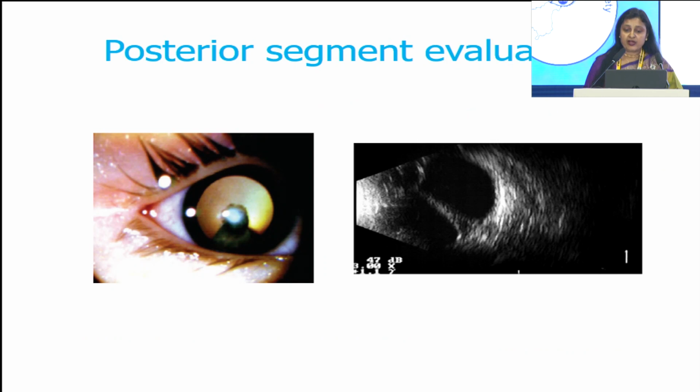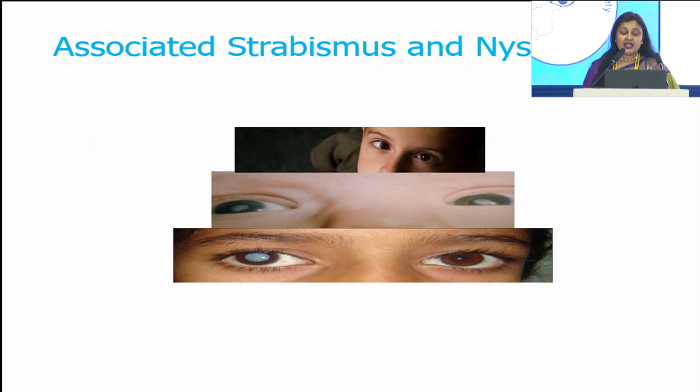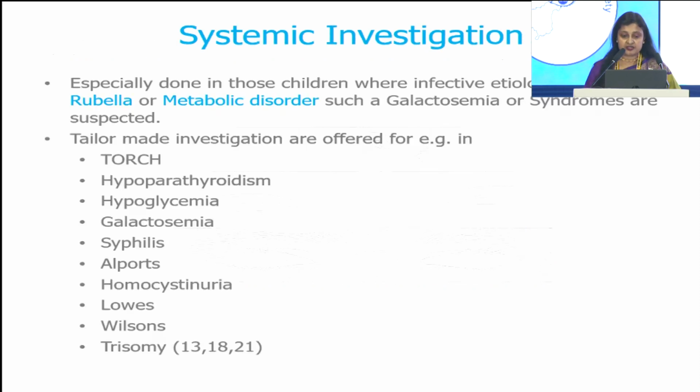While evaluating the posterior segment, it's important to do a B scan to rule out any persistent hyperplastic primary vitreous, any retinal tumors, or any retinal detachment. Unilateral cataracts are usually associated with strabismus, which is suggestive that the time of surgery is already gone, but still you have to go ahead with the surgery. Any bilateral cataract will be associated with nystagmus. That is also suggestive that the time is gone, but you have to go ahead with the surgery.